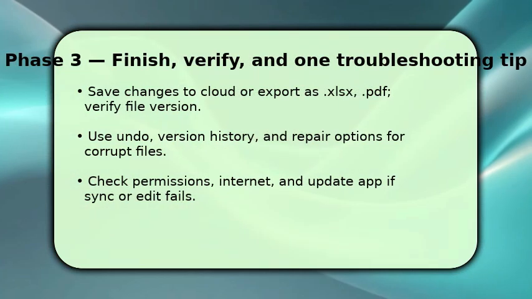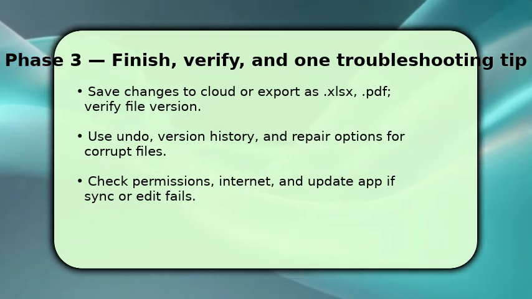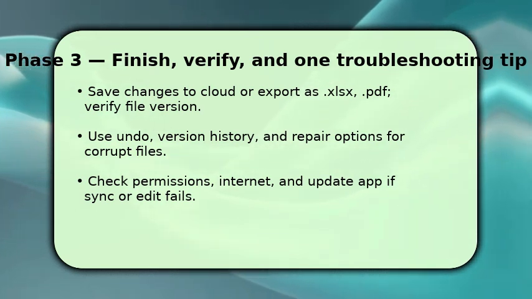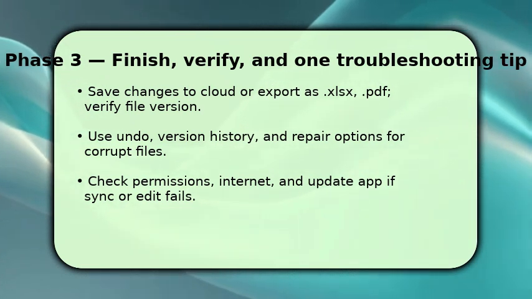Tap Save or confirm Cloud Sync, then export as XLSX or PDF if sharing is needed. Review formulas and run a quick scan for #REF or hash value errors. Use undo and version history to revert unintended changes.